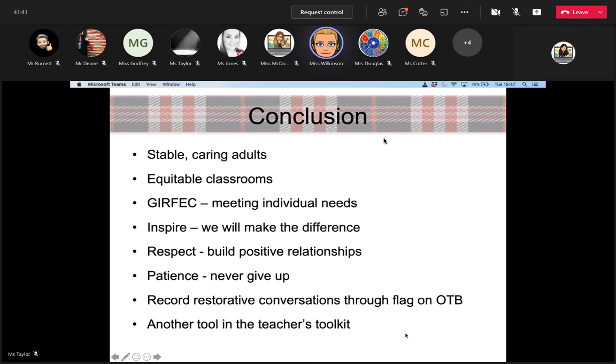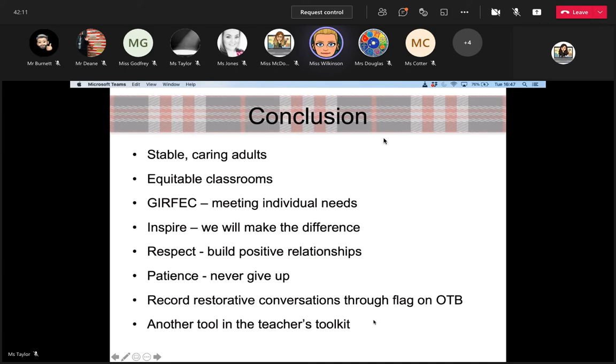Inspiring young people, you can be that champion for a young person. You could be the person that hasn't given up on them. As I'm talking about, it can take a long time and it can take a lot of conversations, but it can happen. Respect is obviously at the forefront of everything that we do in Brae High School, and it's about those positive relationships between pupils and staff and all of our colleagues in the school. So it's really, really important.